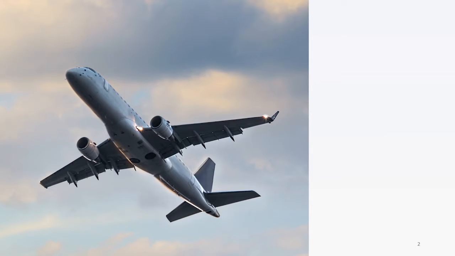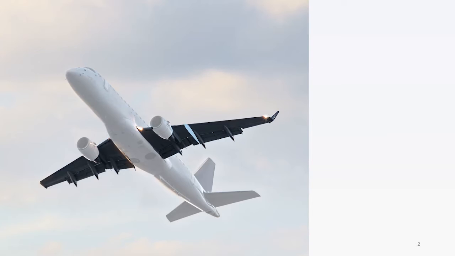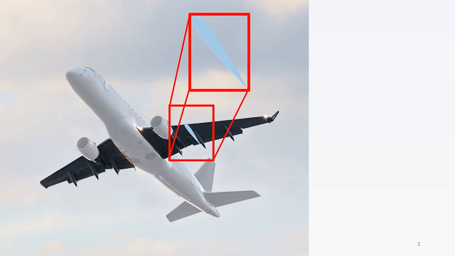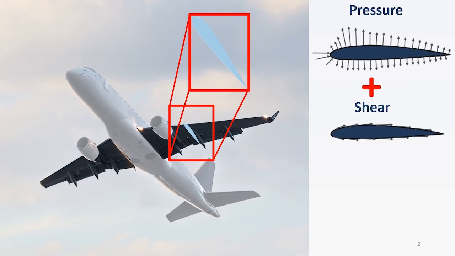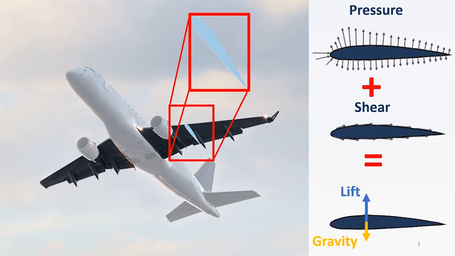One major component that allows planes to fly is its wing, or what is known as the airfoil. When a flow goes over an airfoil at its cross-sectional surface, the pressure and shear profiles can be determined. The projection of these vectors on the vertical direction will yield the lift force that should exceed the gravitational force in order to keep the airplane in the air.